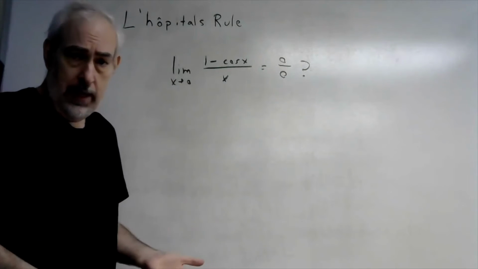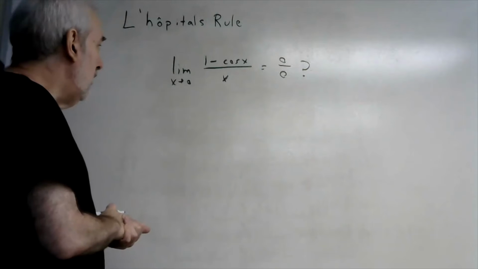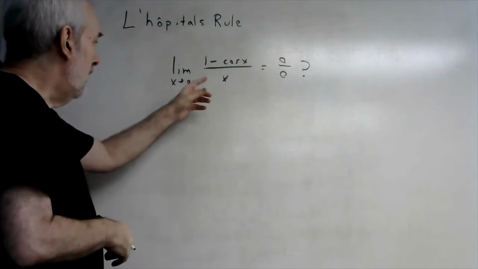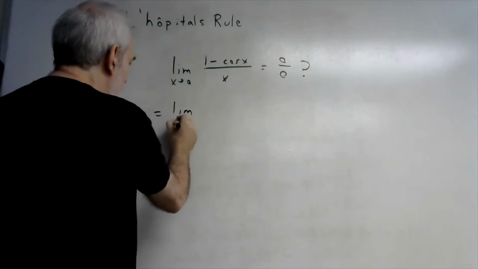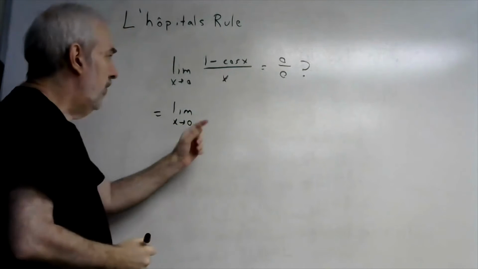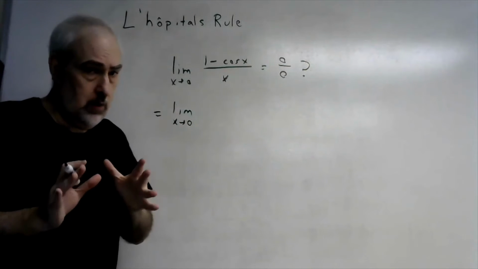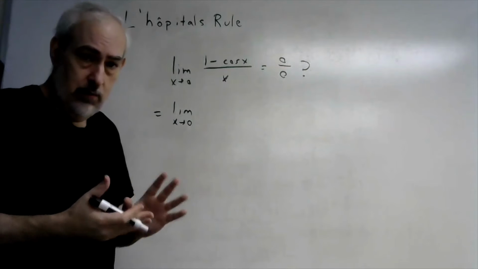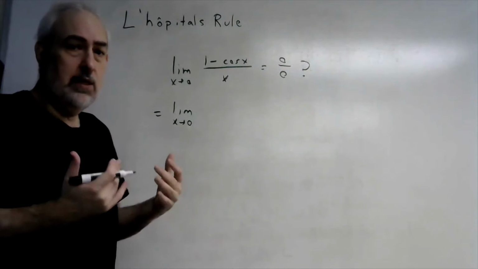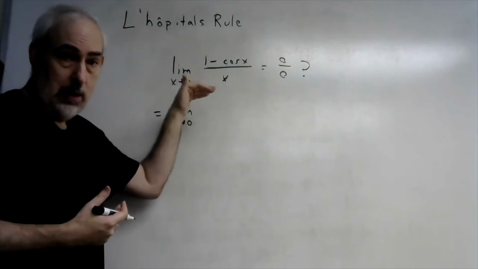So let's apply L'Hôpital's rule, because this is the 0 over 0 case. We should be able to use L'Hôpital's rule. L'Hôpital's rule says that this limit equals the limit as x approaches 0 of the derivative of the top over the derivative of the bottom. Note, we're not doing the quotient rule. L'Hôpital's rule is a rule for limits of quotients, but you're not using the quotient rule on the whole thing, just the top and bottom separately.